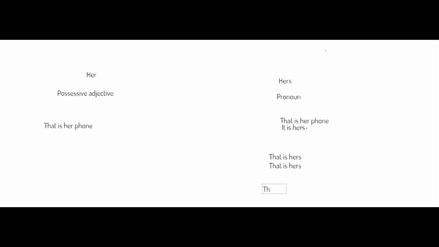Similar, this is my pen. So we want to replace my pen and we say this is mine. Okay, that is the pronoun here instead of my pen.